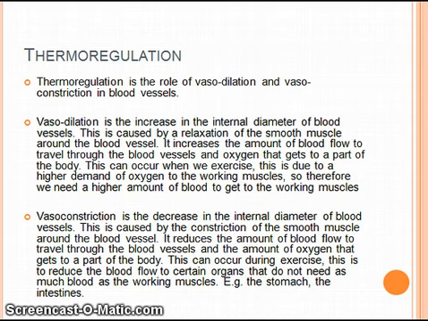Vasoconstriction is the decrease in the diameter of the blood vessel. This is caused by constriction of the smooth muscle around the blood vessel. It reduces the amount of blood flow going through the blood vessel, therefore the amount of oxygen that gets to that part of the body. This also occurs during exercise, but not to a working muscle, to an organ, e.g. the stomach or the intestines, because we don't need as much oxygen there as we do at our working muscles. Therefore, we don't need as much blood travelling to that part of the body.